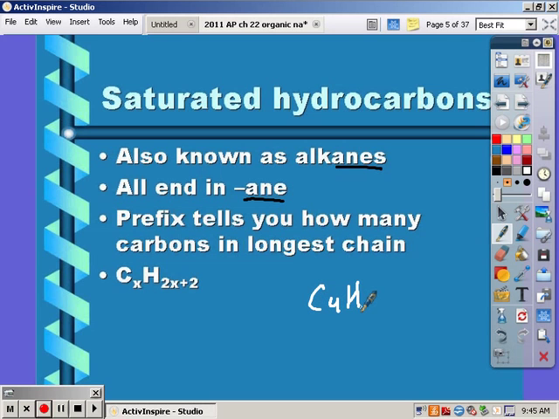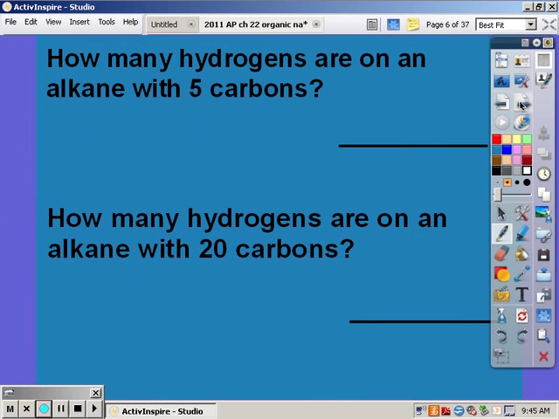So if I have 4 carbons, 4 times 2 is 8, plus 2 is 10. If you have 10 carbons, you should have 22 hydrogens: 10 times 2 plus 2. Go ahead and solve these on your own. Restart when you have it. If you have 5 carbons, you should have 12 hydrogens. If you have 20 carbons, you should have gotten 42.